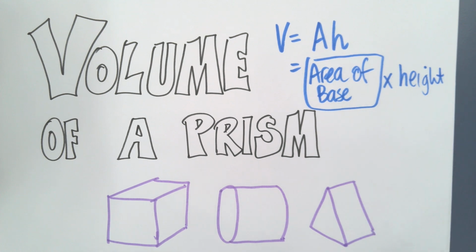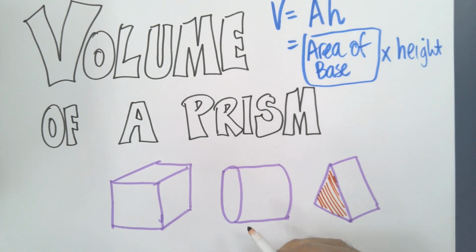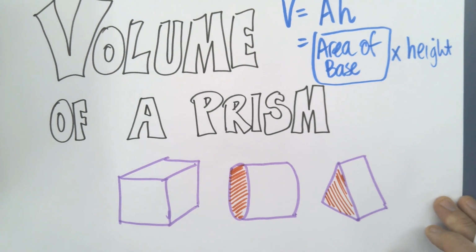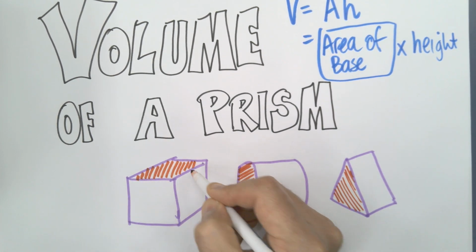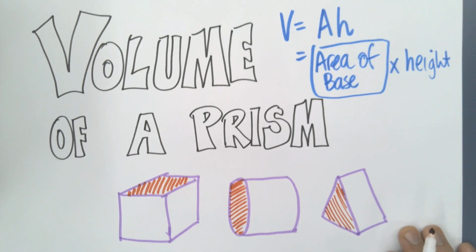Okay, so if you're looking at these ones here, what I'm colouring in is the base. The base is the constant cross-section. Now, actually in the rectangular prism it doesn't really matter which side you use as the base because they're all constant with each other either way you look at it. But you need to know the area of the base.